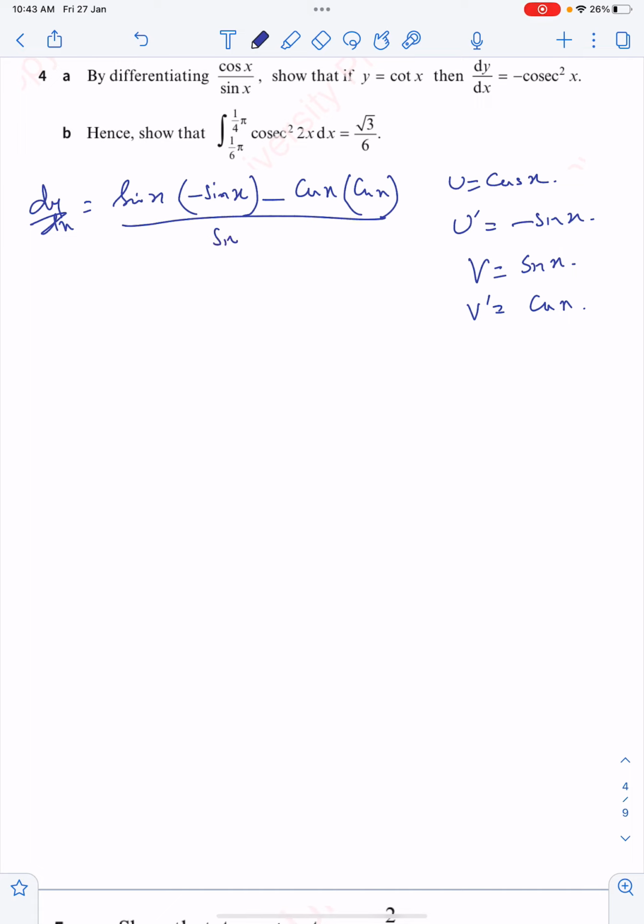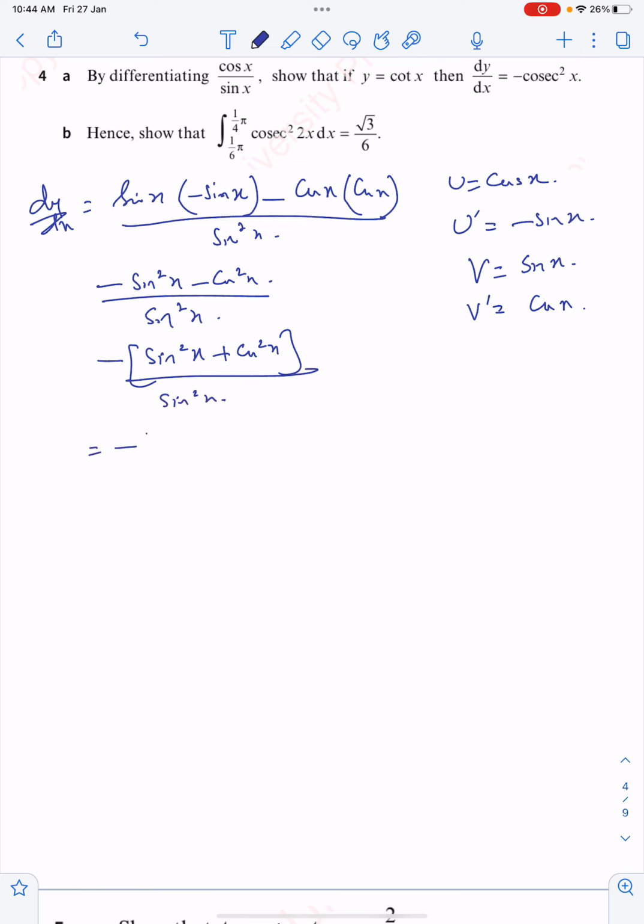upon v square. This will become minus sine square x minus cos square x upon sine square x. If I take out minus as common, I'll be left with sine square x plus cos square x inside the bracket upon sine square x. This is minus 1 upon sine square x, which is actually minus cosec square x. Proved. So we've proved the first part.